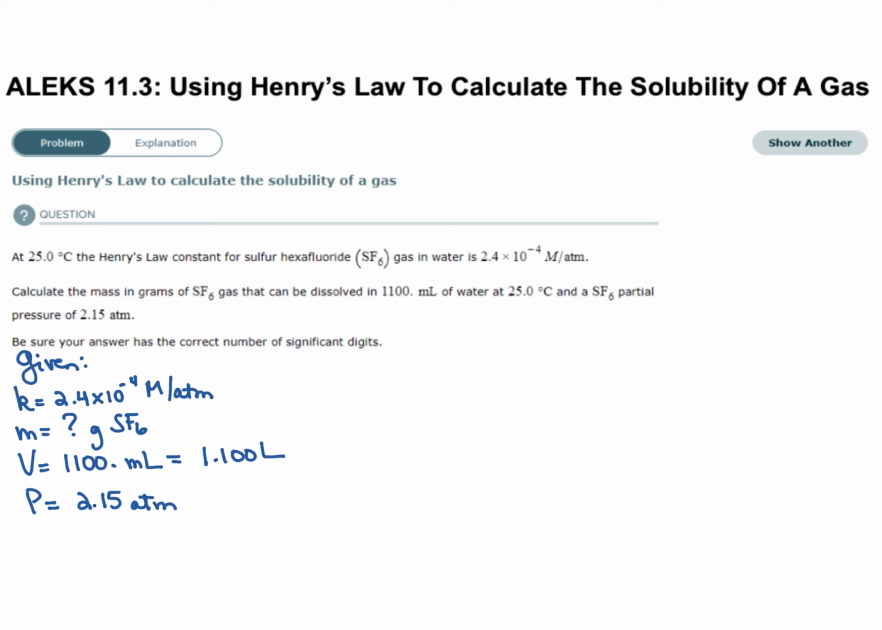So in order for me to find the grams of SF6, I'm going to have to do this in a couple of steps. The first thing I want to do is use Henry's law equation, which is the concentration of the gas is equal to Henry's law constant times the pressure of this gas. So I have the K, and I have the pressure. So my atms cancel out, so my concentration will be in molarity.